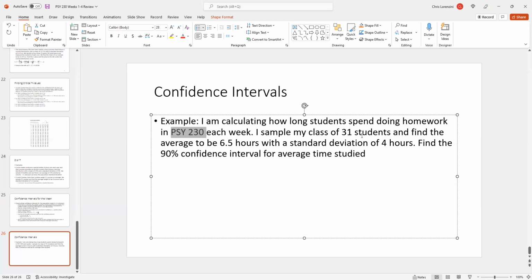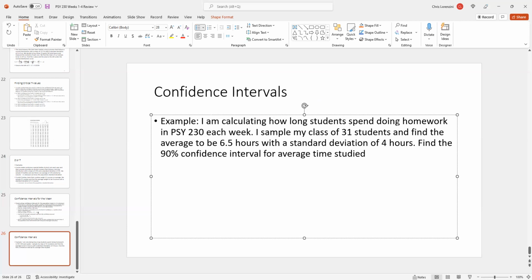If I'm only interested in my single class of 31 students, then I would actually have a census, right? I would have everything in a population. But I have to be more clear about that. So let me be more clear on the problem. My apologies, I wrote this a little bit late and I wasn't quite as clear.